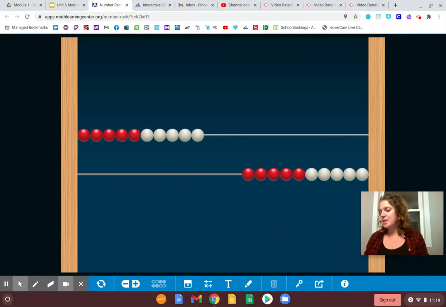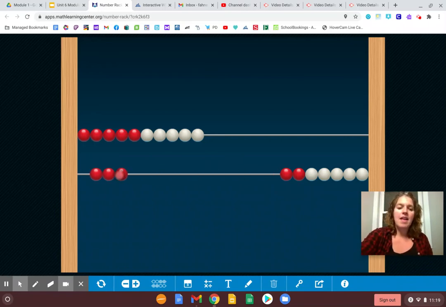So let's think about this word problem here. It says a penguin ate 10 fish. So we have our 10 right there. And 5 minutes later, he ate 3 more. On your board, show me how many fish did that penguin eat all together. You may use the number rack to help you, or some of you might already know what 10 and 3 more is.